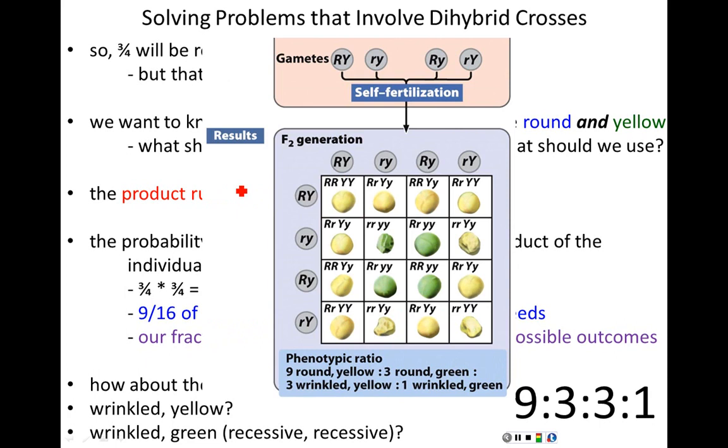If you were to do the Punnett square, that's exactly what you would see. This Punnett square comes out with 9 organisms, 9 seeds that are round and yellow, 3 seeds that are yellow but wrinkled, 3 seeds that are green but round, and only 1 lonely seed that is green and wrinkled. But the probability gets you there.